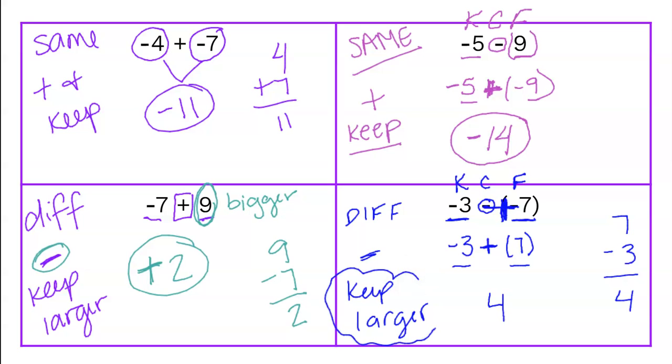Keep the larger sign. So which number is larger, 3 or 7? 7 is larger, and 7 is positive. So our answer is positive 4.